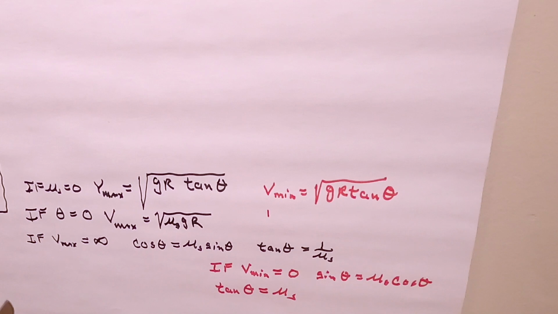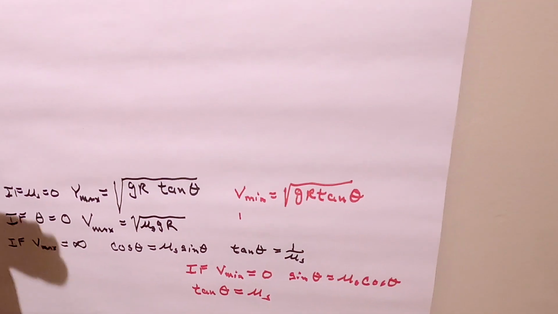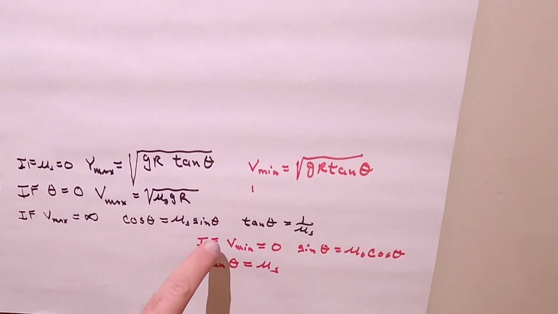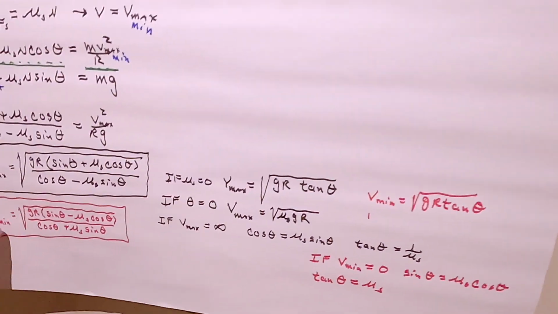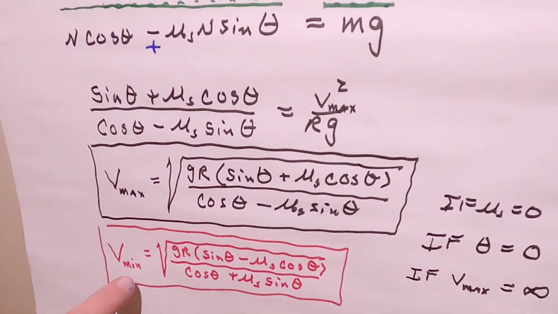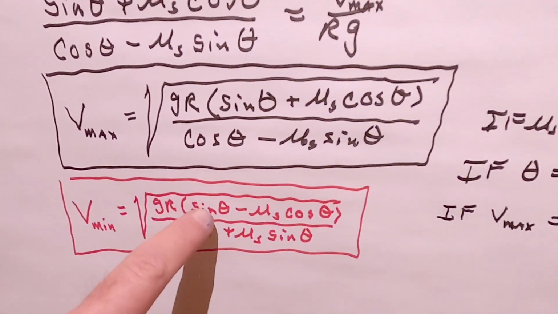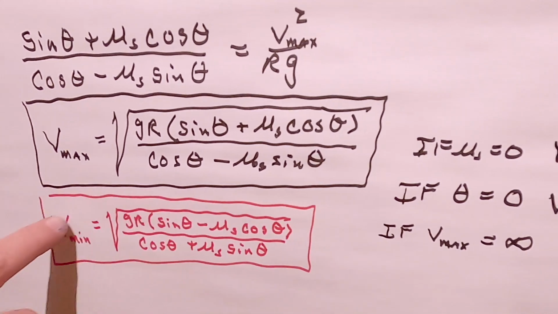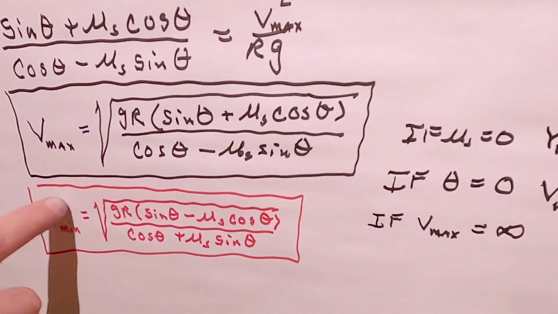If you have tread on the tires, that opens up and gives you a bigger range of Vmin to Vmax. Now we can also ask, can you stop right here? Can the Vmin be 0? Well, yes, when this becomes 0, that gives you your Vmin.